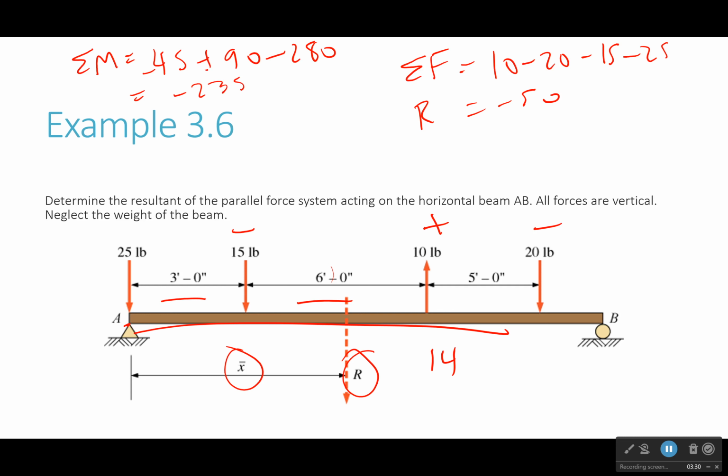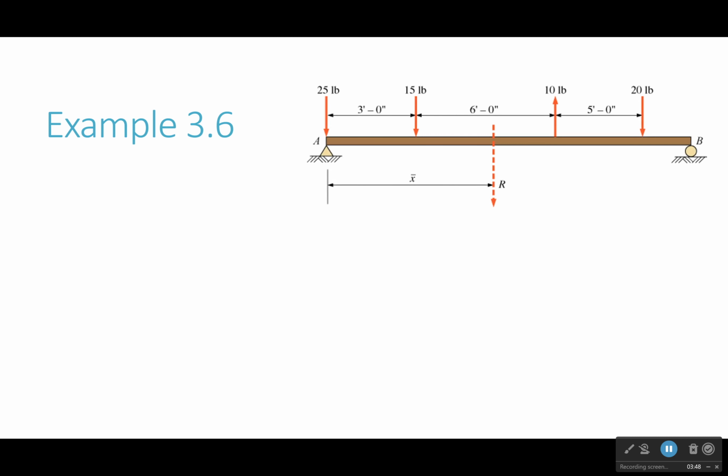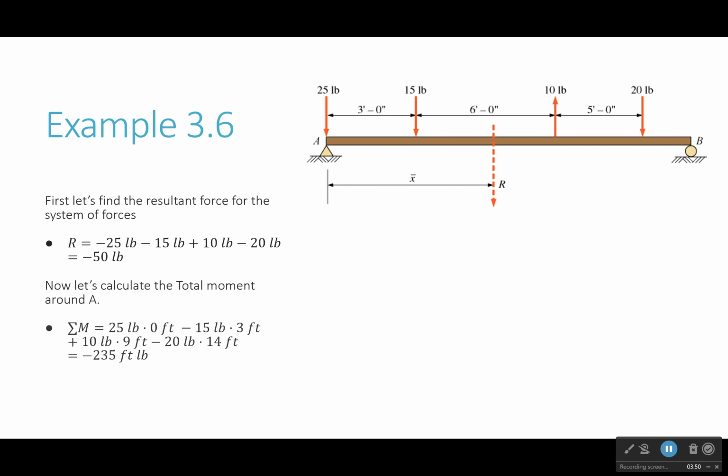And then to solve for that x position, I remember that my sum of the moments has to be equal to the moment caused by this resultant. So R times its perpendicular distance. Negative 235 will be equal to negative 50 times some distance x. If I solve for that, let's see what it comes out to be. It comes out to be 4.7 feet.